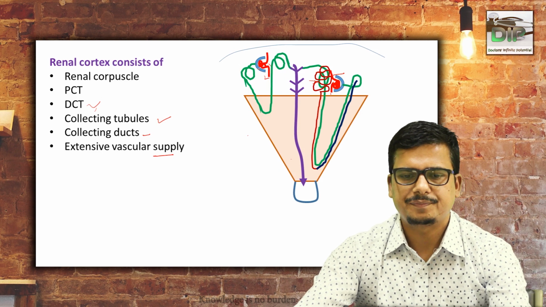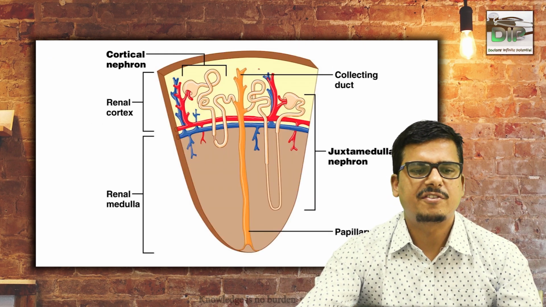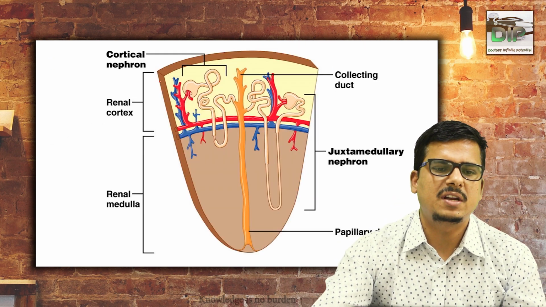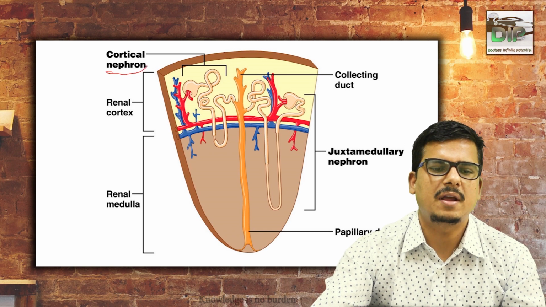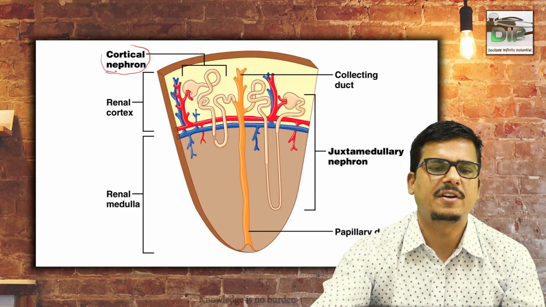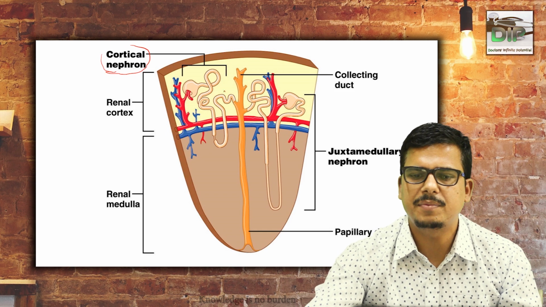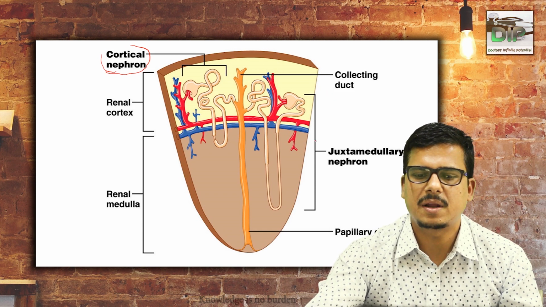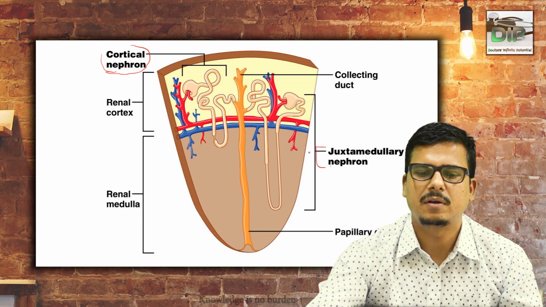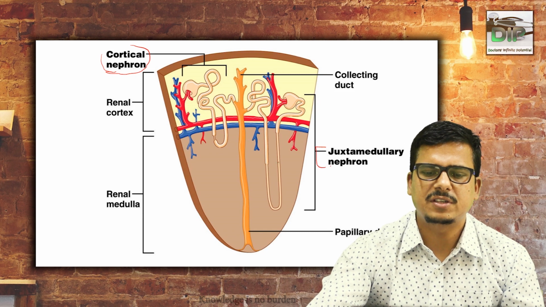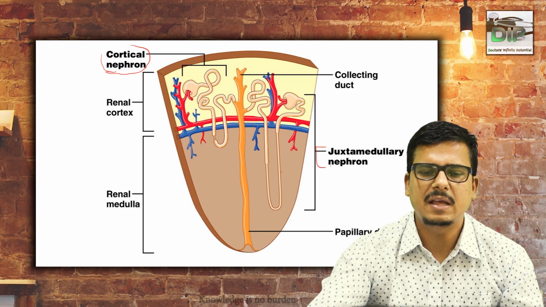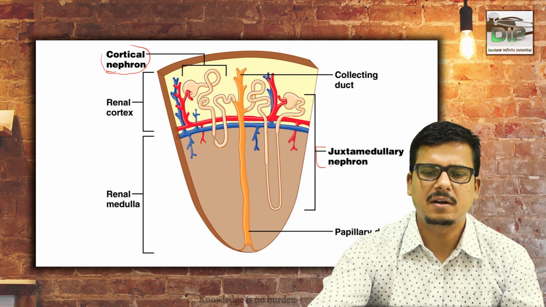So most of the nephrons, you can see here also, are cortical nephrons. About 85% of the nephrons are cortical nephrons, while only 15% of the nephrons are juxtamedullary nephrons. So these juxtamedullary nephrons differ in having a long loop of Henle. The position is another difference, and a functional difference is also there.